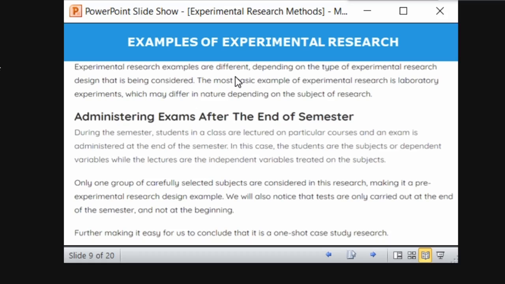Only one group, that means a group of 6 carefully selected subjects, is considered in this research, making it a pre-experimental research design example. Because we are conducting the exam only at the end of the semester, not before. We notice that tests are carried out at the end of the semester only, not at the beginning. So which category does it come under? One shot case study research. So it comes under one shot.